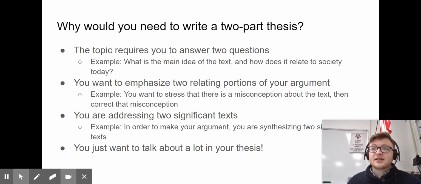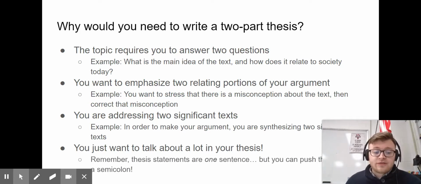But if your sentence winds up having a lot of conjunctions and runs forever and ever, and you've got prepositional phrases hanging off of both ends, maybe it's better if you can condense it a little bit and just make it a two-part thesis, and you get two independent clauses to work with instead of just one giant rambling sentence.